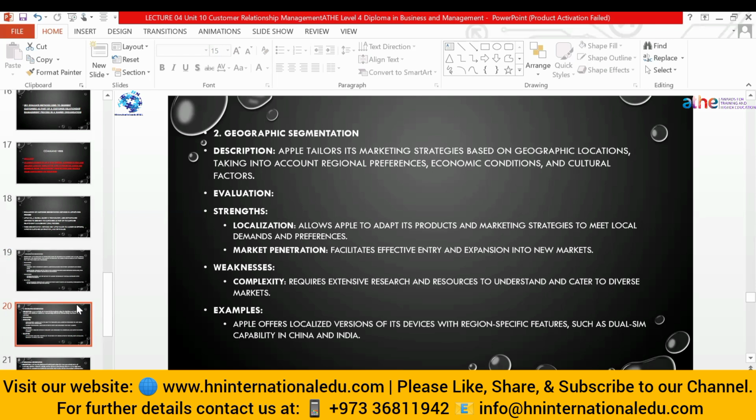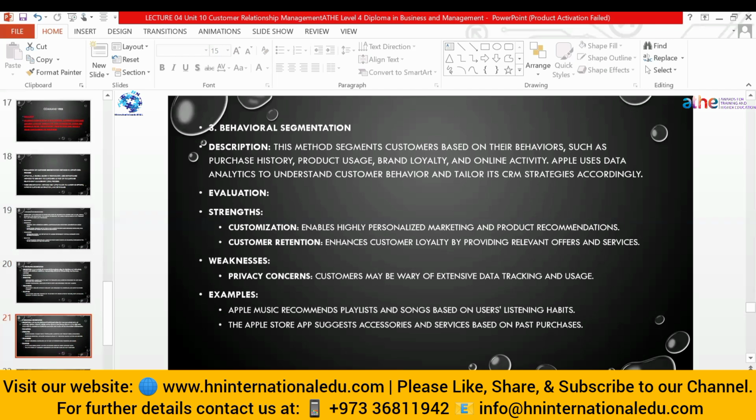For example, Apple offers localized versions of its devices with region-specific features, such as dual SIM capability in China and India, because people there do not have one number, they have multiple SIM cards. Then we have behavior segmentation. This method segments customers based on their behavior, such as purchase history, product usage, brand loyalty, and online activity.